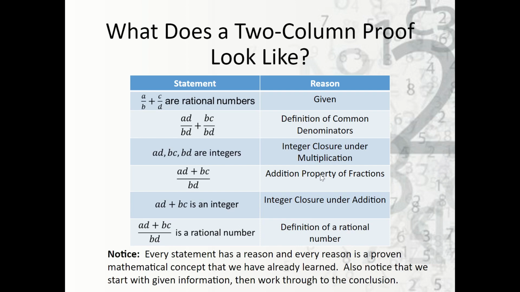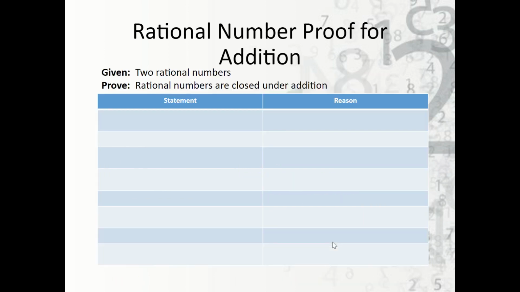So notice that every statement has a reason, and every reason is a proven mathematical concept that we've already learned. It's not something that we haven't learned yet. Everything in there is stuff that we've already learned. And notice that we started with the given information and worked through to the conclusion. So we're going to actually do this proof now.